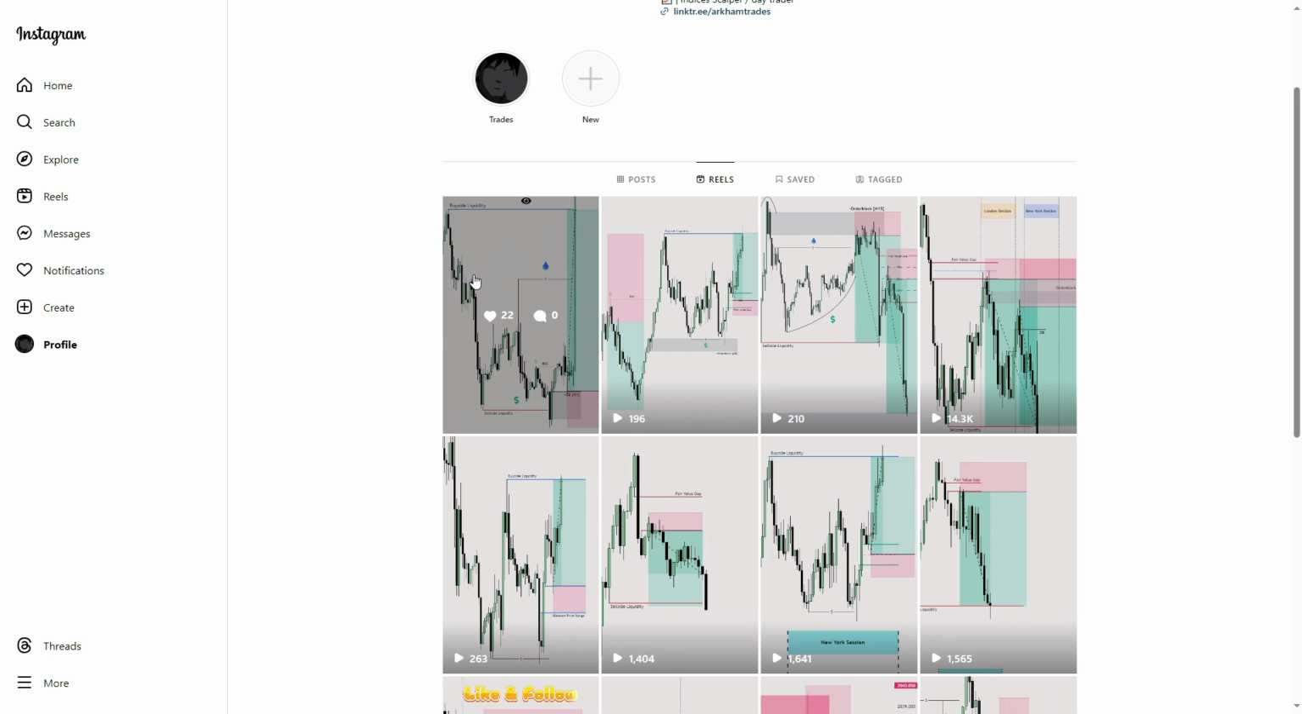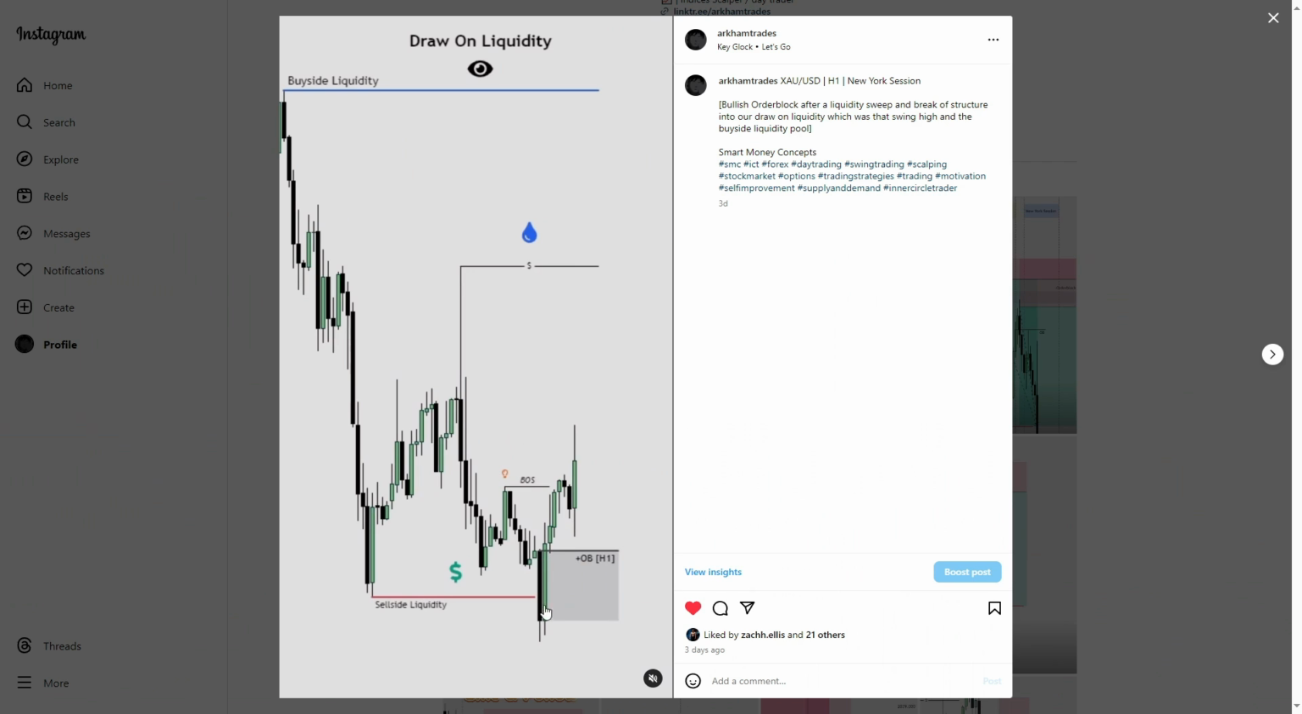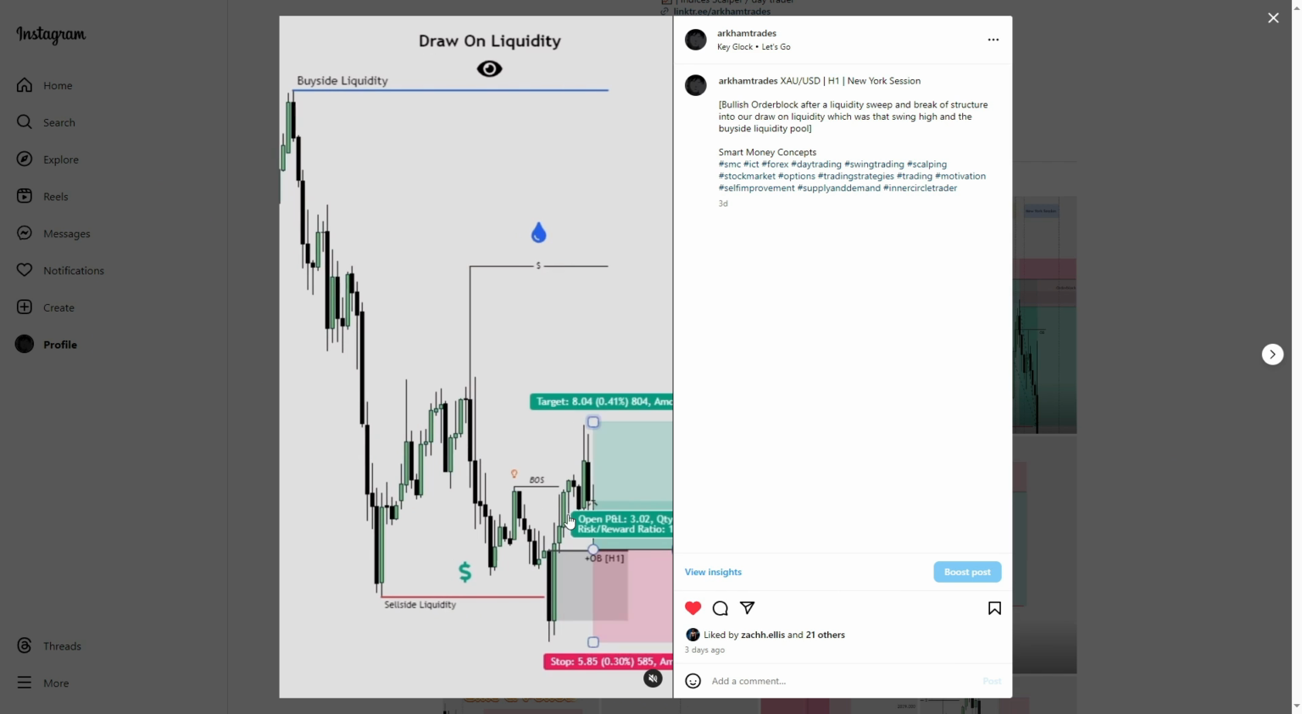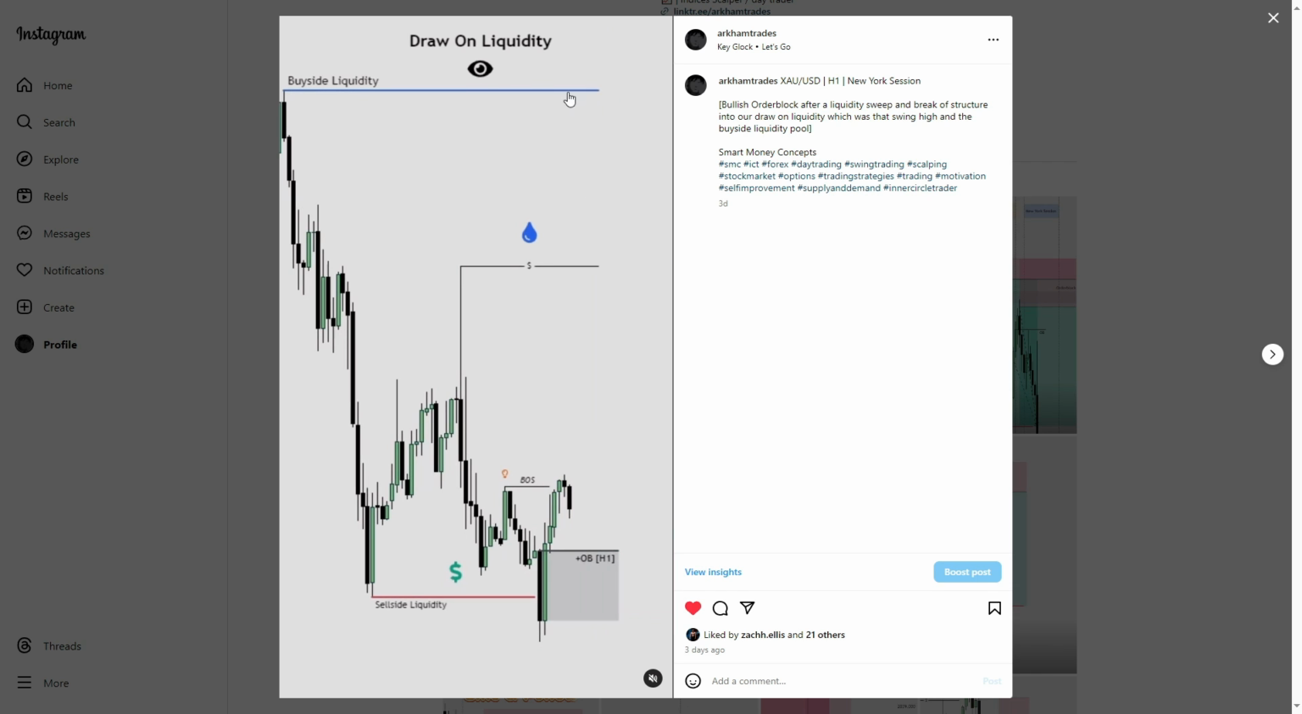And next we could get something like this. Price comes lower, takes out this low, order block right here. First area targeting, final targeting, and boom.